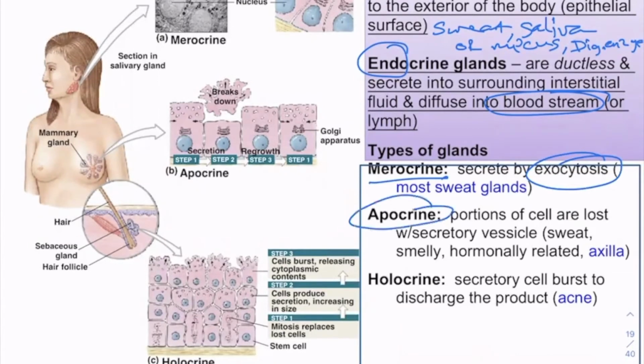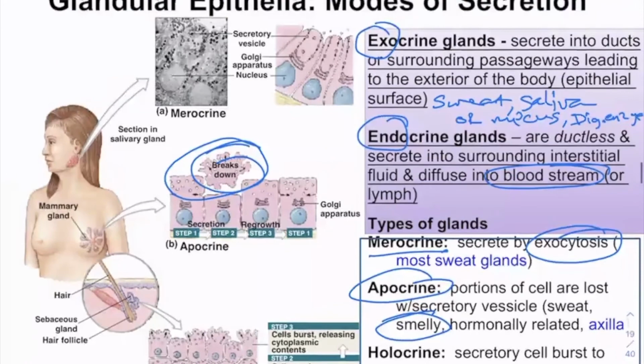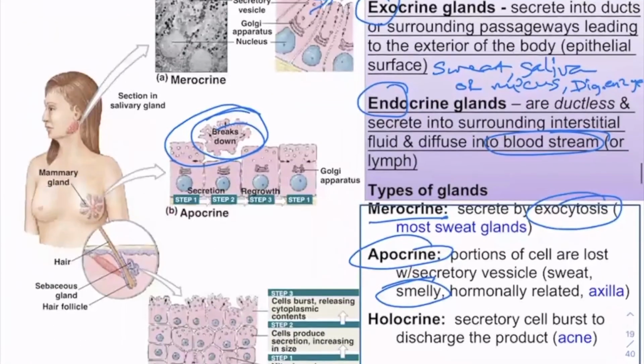Apocrine are going to have part of the vesicle break off. And so you have two types of sweat glands: merocrine sweat glands and apocrine sweat glands. Apocrine are the ones that kind of smell, right? They're the smelly ones because part of the cell membrane structures are breaking off. Whereas merocrine, it's just exocytosing the sweat, so you don't have any cell particles.